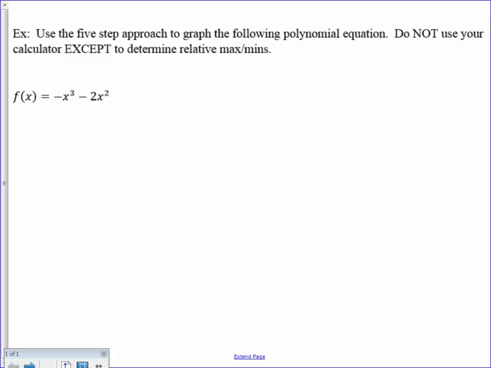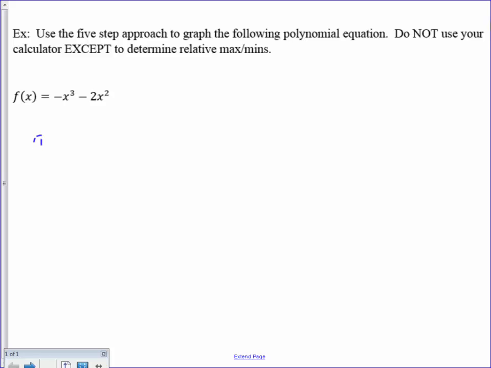Remember, one of the facts that we have learned about multiplicity is that if multiplicity is even, then the graph is going to turn around at that particular zero. And then if the multiplicity is odd, then the graph is actually going to cross through that zero. And this is a fact that we're going to use quite a bit when graphing polynomial functions.